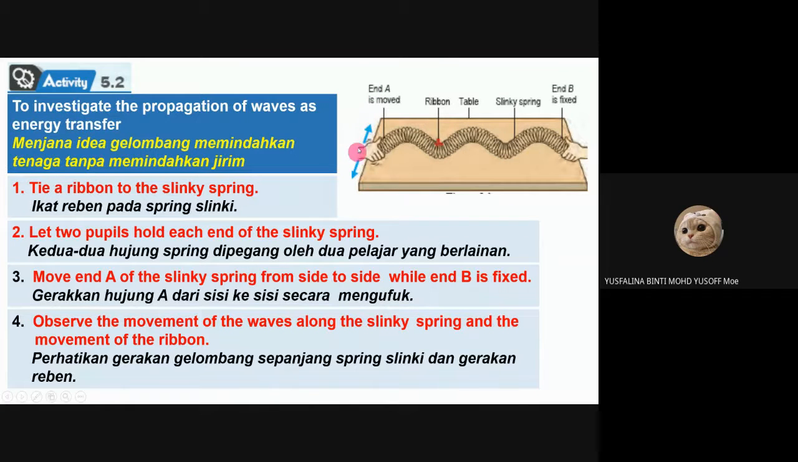And it says here, have you observed the movement of the wave along the slinky spring and the movement of the ribbon? You can see the spring moves up and down, but the ribbon will still stay here. It will not move together with the wave until end B. The ribbon only stays here, but the slinky spring will move up and down. So that's another way to investigate the propagation of waves as a transfer of energy.